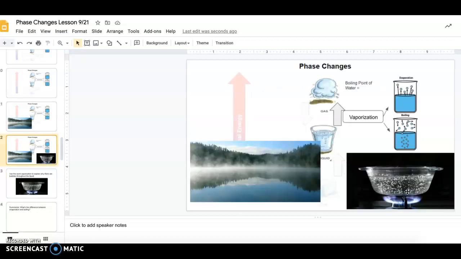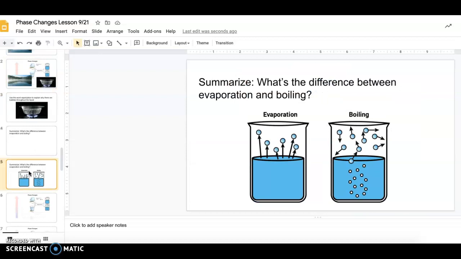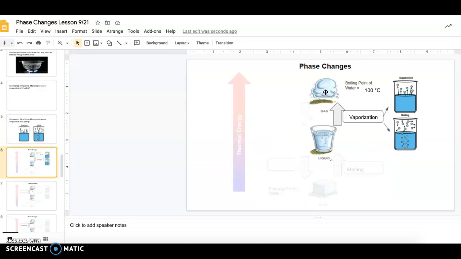Your answer should look something like these bubbles form because there's vaporization happening all throughout the liquid. So those bubbles are the water turning to a gas within that liquid and rising to the surface. Okay, so by now you should know the difference between evaporation and boiling. Evaporation, surface only. Boiling is all throughout the liquid. And it's also important to note that the boiling point of water is 100 degrees Celsius.